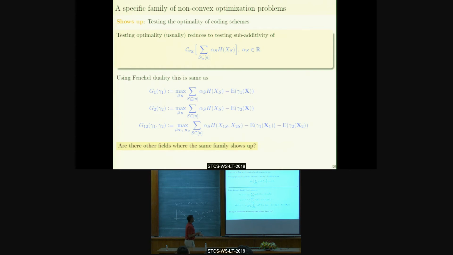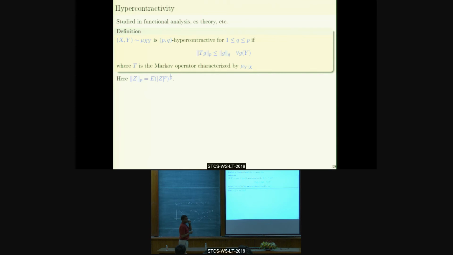So now you can ask, are there other fields? You saw some of it yesterday. It says, are there other fields where the same family shows up? Okay? And here I'm going to show a very small family, but you can see the other thing. So let's look at hypercontractivity. This is something that's studied in other fields.